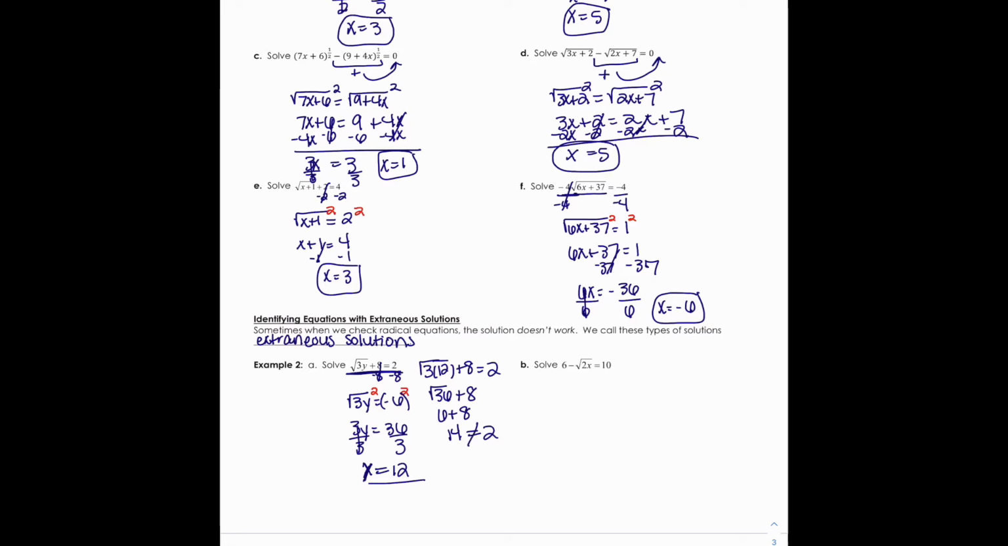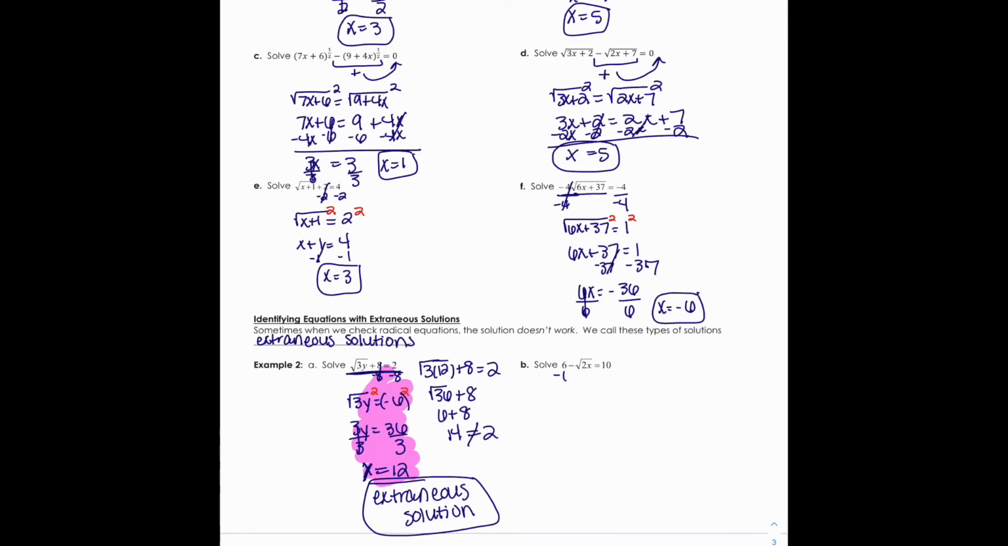Okay, that does not work. So when that happens, we worked everything right over here. We did all the right work, but when you plug it back in, it doesn't work. And so that's what you call an extraneous solution. So from now on, it is important for you to check and make sure that your answers do work.